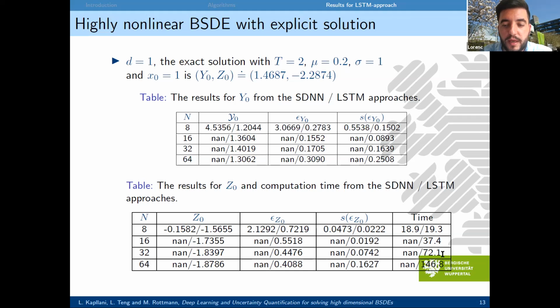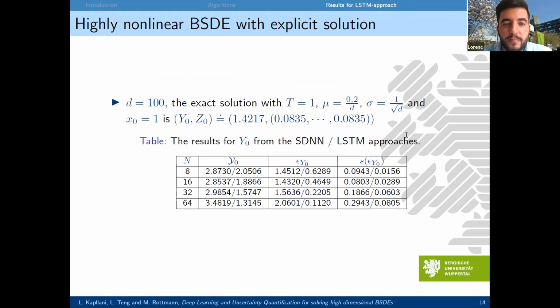In terms of the computation time, this other approach is a little bit more time consuming because we have a loss function which is much more complicated. Moreover, we also considered 100 dimensions, but with capital T equal to 1 here, and we can see that the results for the LSTM approach are much better. You can also see in the third column the error, which decreases with the increase of the time discretization. But in the case of the SDNN approach, it's not that stable, so sometimes it is also increasing.